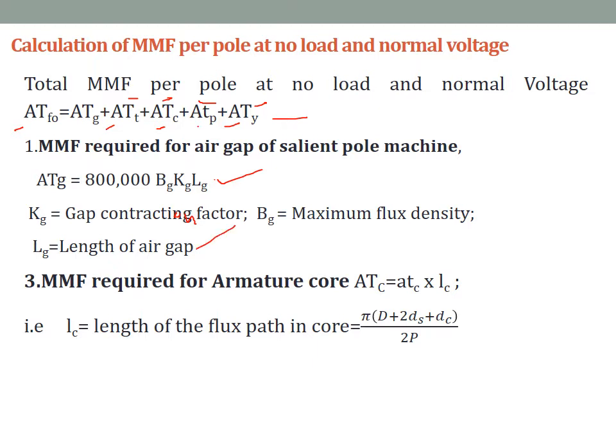Now MMF required for armature core, capital ATc is equal to atc, this is ampere turn per meter, multiplied by Lc. Lc is the length of flux path in the core. So atc is ampere turn per meter corresponding to flux density in the armature core. That flux density we have to find out, and from the BH curve we have to see what is the ampere turns per meter according to that flux density. Then multiply with Lc, and you will get capital ATc.